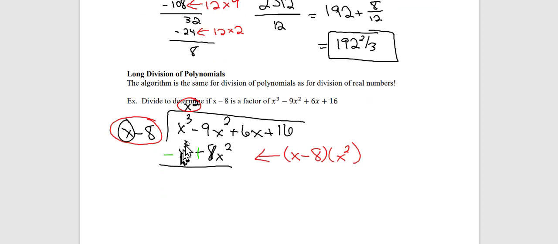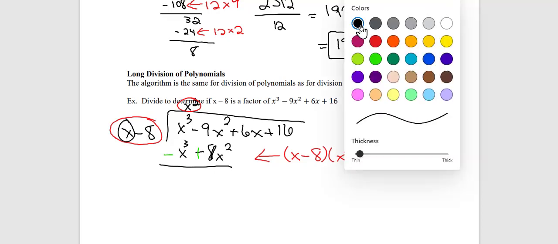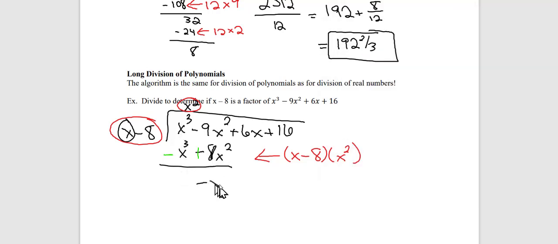So I subtract the x cubed. I subtract negative 8x squared, which means I add it. That x cubed minus x cubed is 0. This gives me negative x squared plus 6x plus 16.